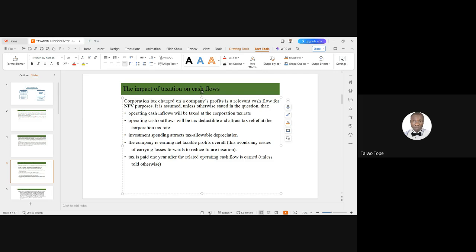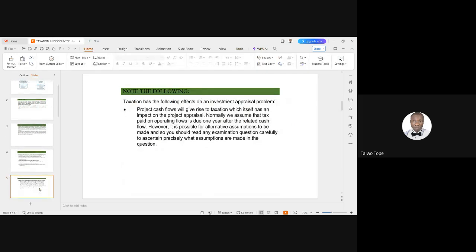Also, tax is paid 1 year after the related operating cash flow is earned, unless you are told otherwise. So tax is often paid in arrears. In arrears means 2023 tax will be paid in 2024, and 2024 taxes will be paid in 2025. So take note of that, please, when solving questions.